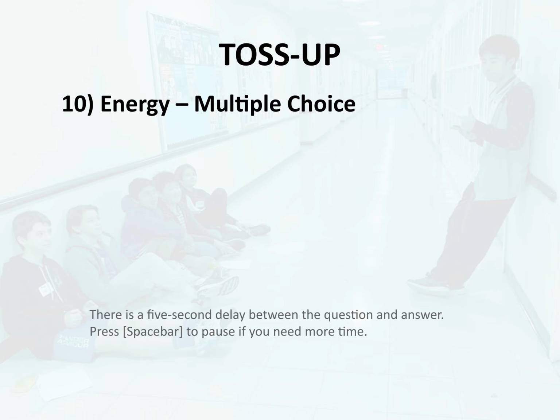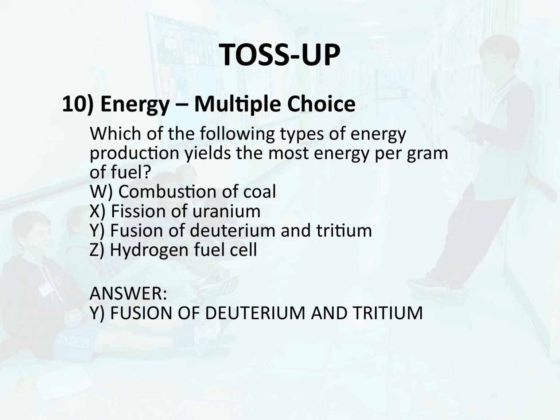Toss-up 10. Energy, multiple choice. Which of the following types of energy production yields the most energy per gram of fuel? W. Combustion of coal. X. Fission of uranium. Y. Fusion of deuterium and tritium. Z. Hydrogen fuel cell. Answer: Y. Fusion of deuterium and tritium.